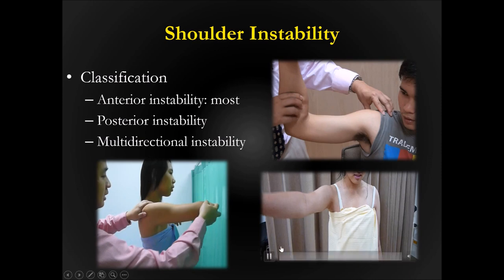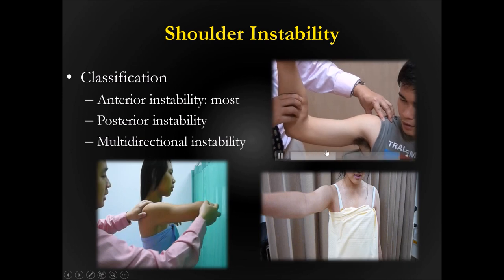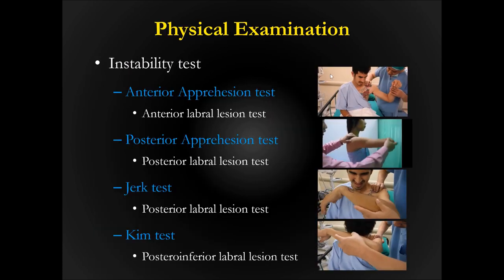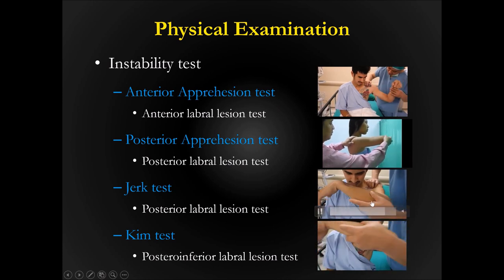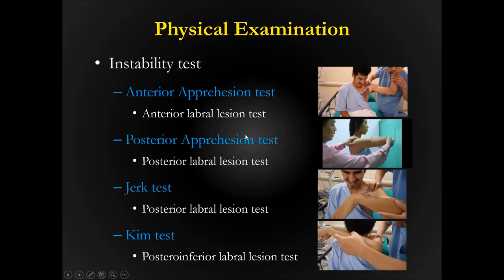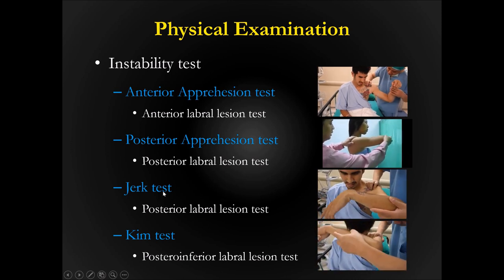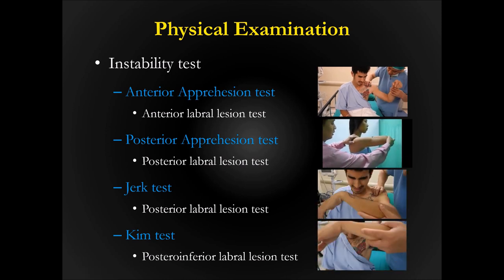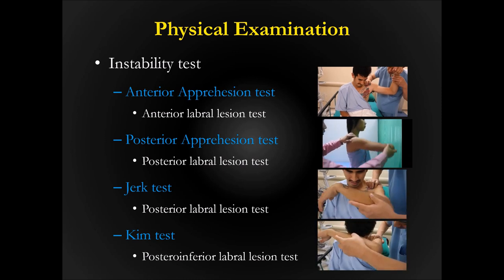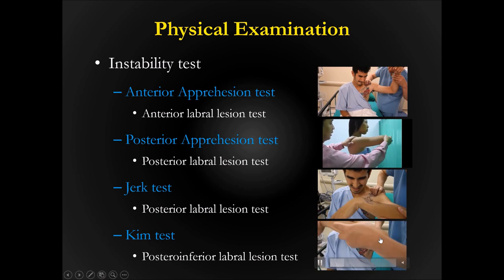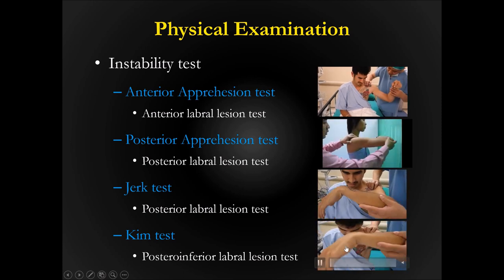And the last situation we call multi-directional dislocation, okay? So this patient has uncontrolled dislocation. This is anterior, this is posterior. So the tests are the anterior apprehension test, the posterior apprehension test, and the jerk test. For the jerk test, with the posterior dislocation, you make flexion, adduction, and then abduction. You feel the jerk. And the last one is the Kim test to assess the posterior inferior. Maybe too complicated for you.